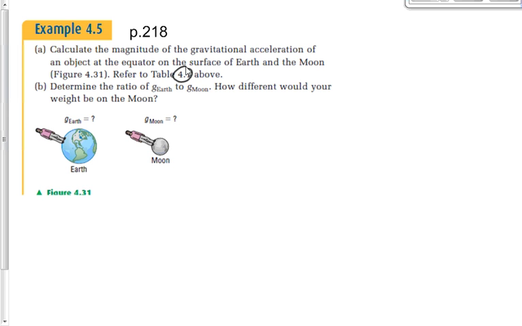Question A says, calculate the magnitude of the gravitational acceleration of an object at the equator, on the surface of the Earth, and on the surface of the Moon. What's another word for gravitational acceleration? What's another term for that we've learned over the last day or so? Gravity, you've got to be a bit more specific than that.